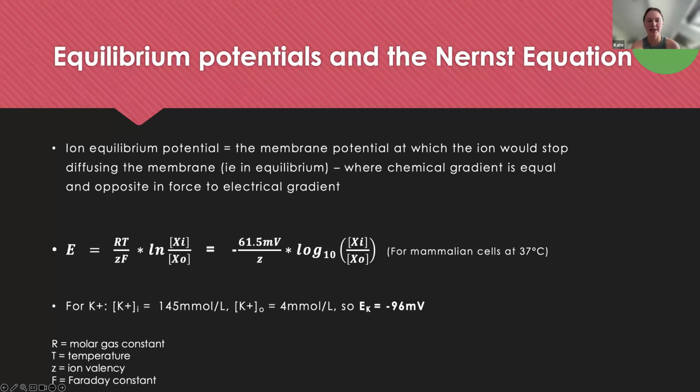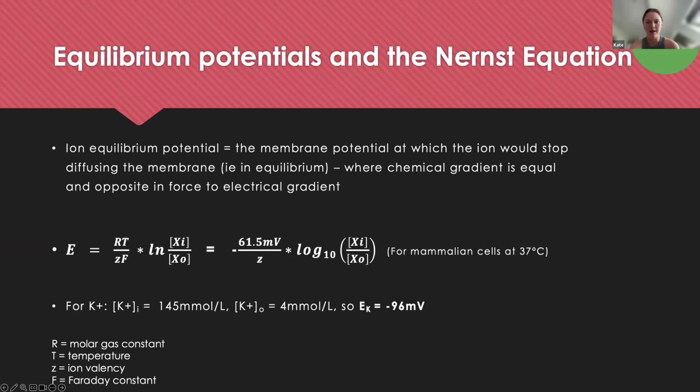So E, which is the membrane potential, is equivalent to 61.5 divided by Z. Z here is the charge on the ion. So for potassium, it's 1. For sodium, it's 1, whereas for calcium, it would be 2. Multiplied by the log of the concentration of the ion inside the cell, divided by the concentration of the ion outside the cell.